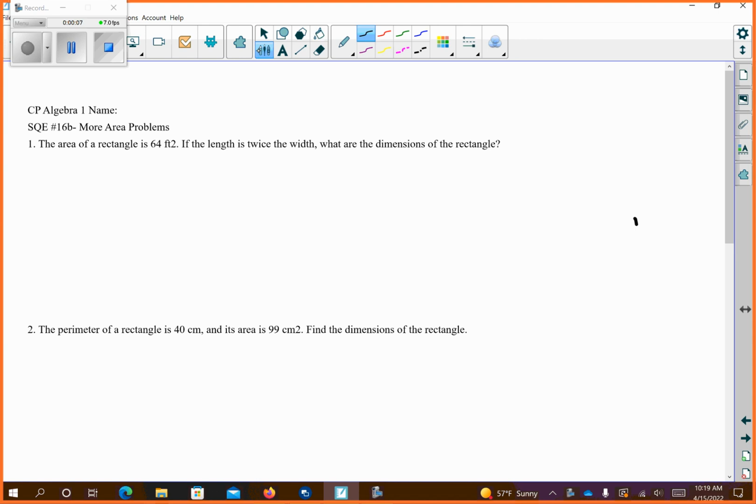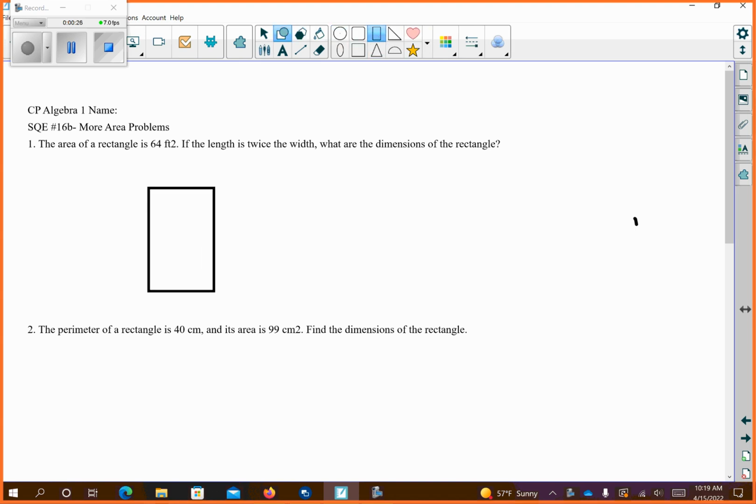So it says the area of a rectangle is 64 square feet. The length is twice the width. What are the dimensions of the rectangle? So best thing to do out of this is maybe draw yourself a little rectangle.